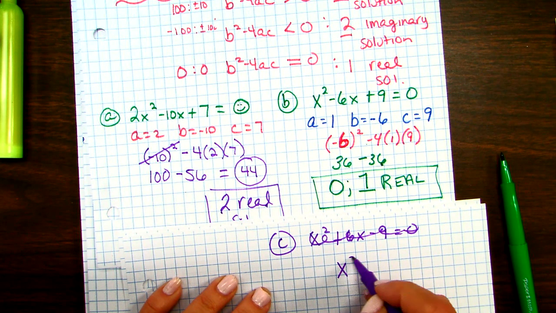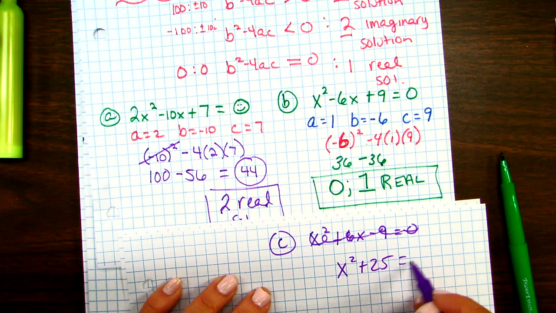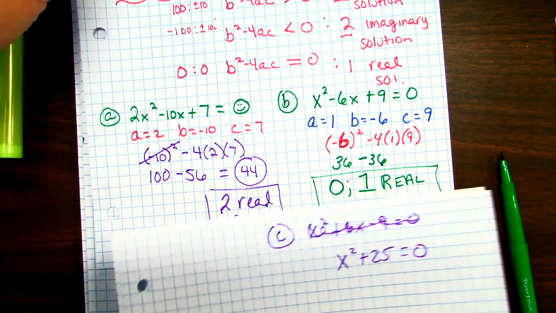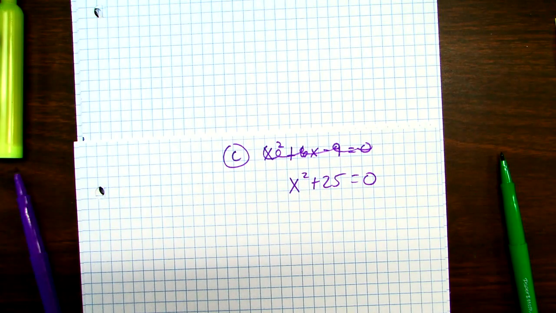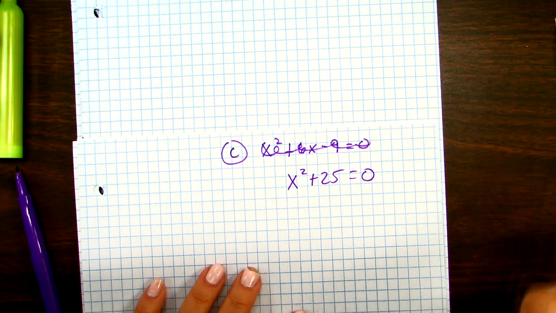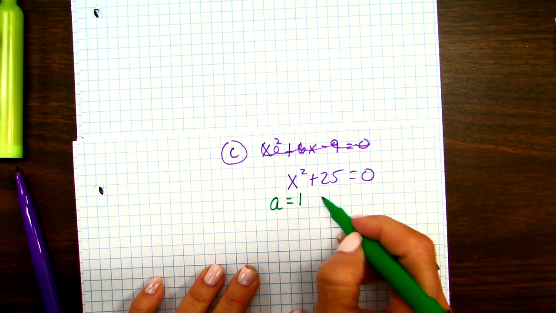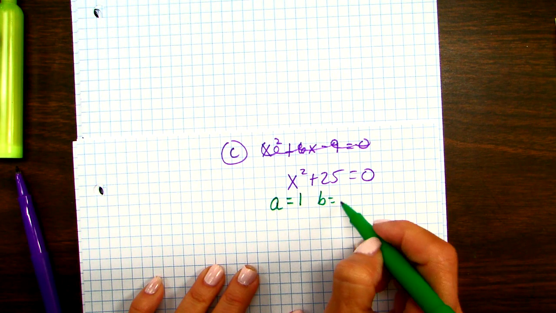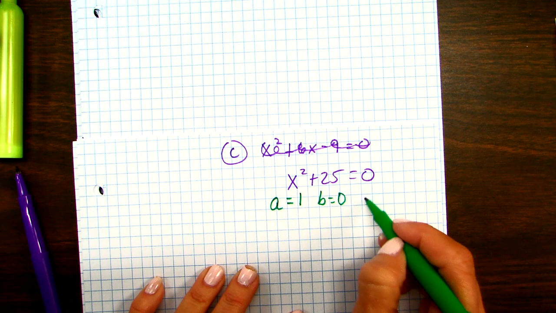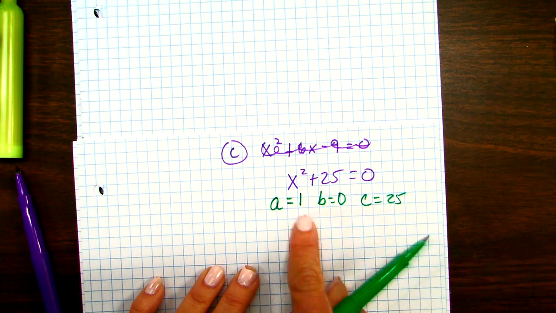What if I gave you this? Because I want to give you one that's missing a number. Okay. Guys, that is still a quadratic. What makes it a quadratic is that the biggest power is 2. We should be able to look at this and say A is what? 1. B is what? 0. And C is 25. Okay, that's important.